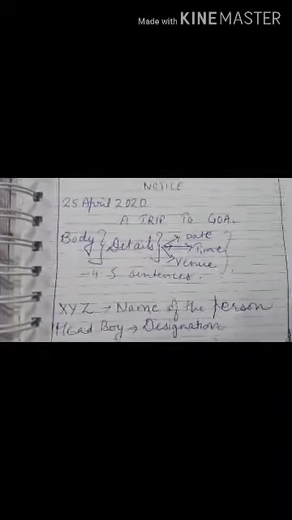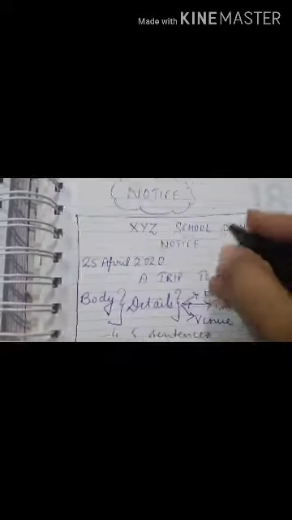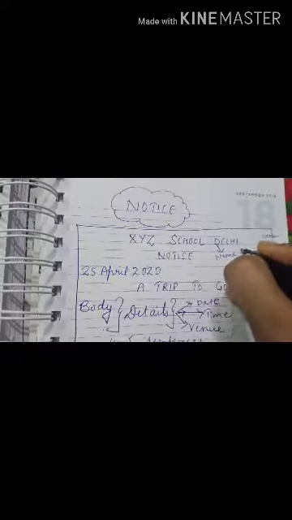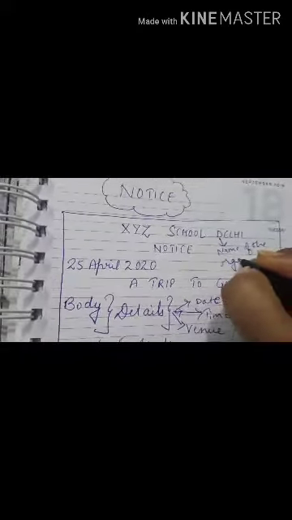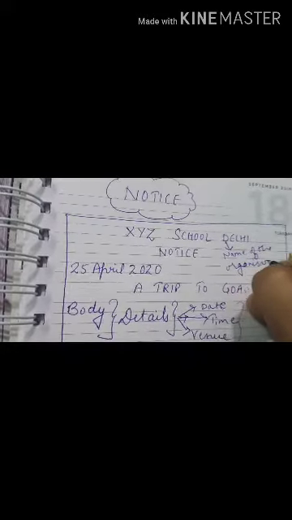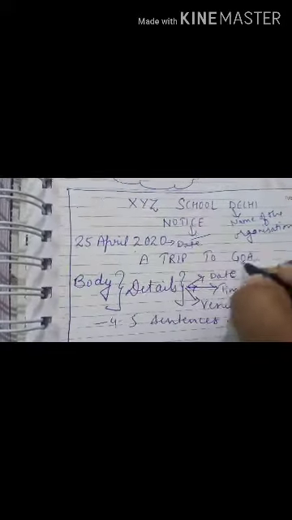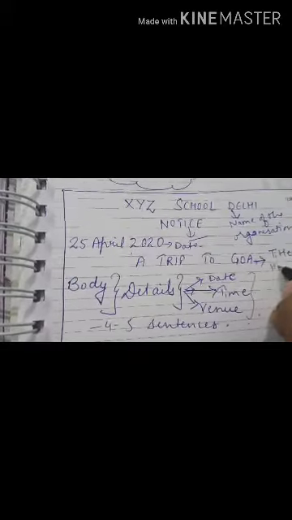So this is the way to write a notice. So I'm going to tell you again. This is the name of the organization, and then in between you will write NOTICE, then the date. Here you will write the title, or you can say the heading.